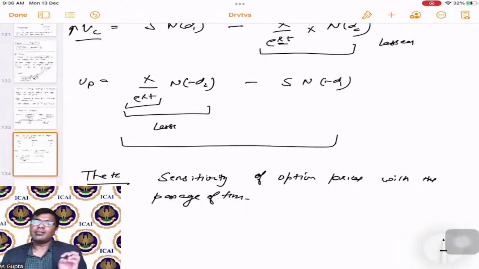The theta, there is a very perfect relation. That is, the option prices with the passage of time, the gap between the future value and present value will come down, correct? And hence the option value will also come down.